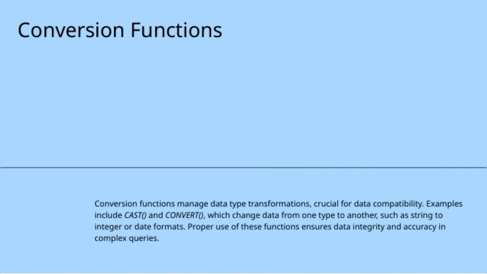This is really important because if data types don't match what a query expects, it can lead to errors or incorrect results. Using these functions correctly is key to maintaining data integrity and accuracy, especially when dealing with complex queries that involve multiple data sources or formats. They ensure that the data is in the right form for calculations, comparisons, and other operations. So, understanding and applying conversion functions properly helps us keep our data reliable and our queries running smoothly, which ties back to the overall goal of effective data management and analysis.